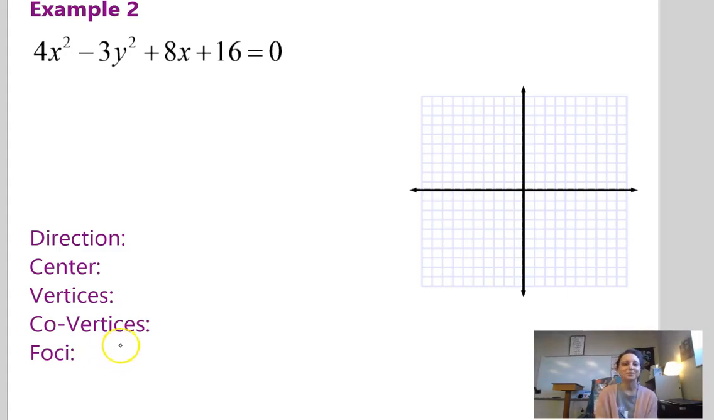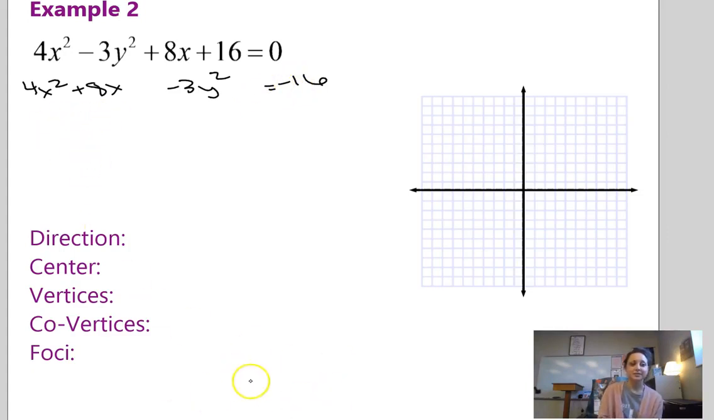All right, so you probably guessed we need to do what here? We need to complete the square. So let's go ahead and collect our x terms. Leave a little bit of space. Collect your y terms. Notice we have no other y's here. And then we'll move our constants over, right?